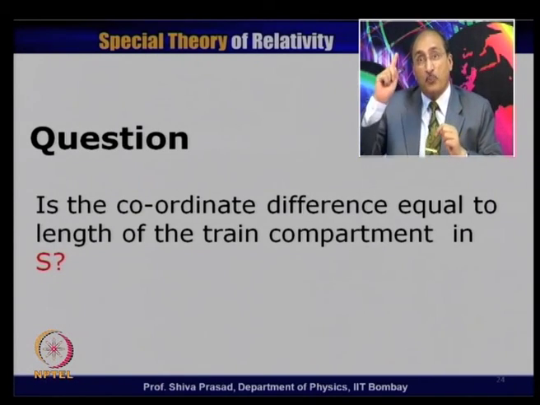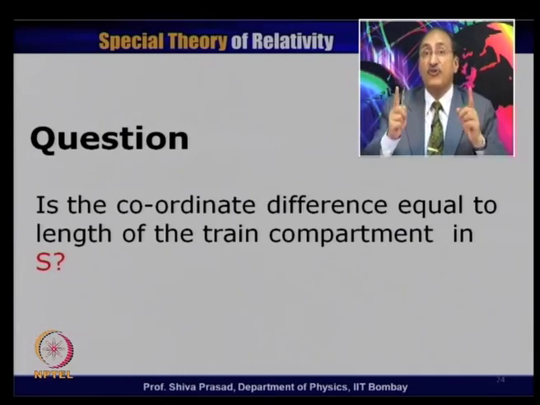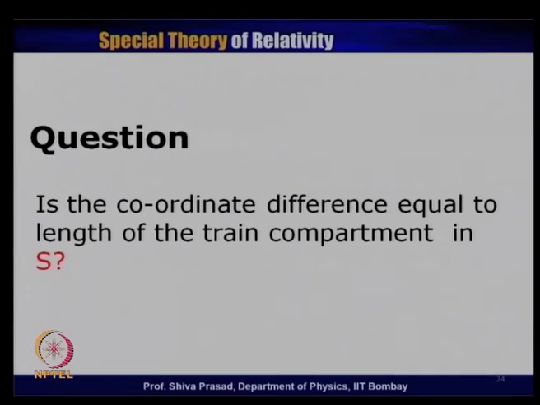will not give me the correct length. The difference x2 prime minus x1 prime will give me the length in the S prime frame of reference. But remember, in that particular frame of reference, the compartment was at rest anyway. So in the present example, in the S prime frame of reference, these two events occur at the same time. But in that frame of reference, the compartment was anyway at rest.